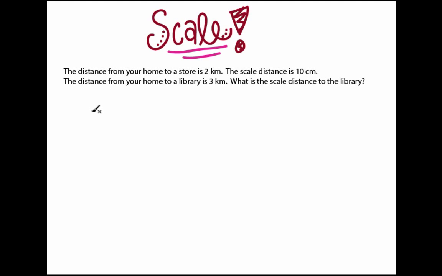Let's tackle the scale question. The distance from your home to a store is 2 kilometers. The scale distance is 10 centimeters. The distance from your home to a library is 3 kilometers. What is the scale distance to the library?